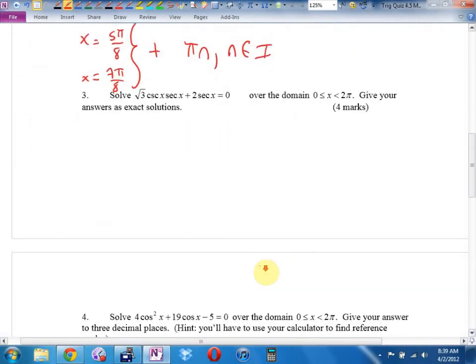I thought 3 was a mini curveball. Well, it says solve. Okay. I guess he wants me to factor this because it is equal to 0. How can I factor this? What's the first thing that I always look for? GCF. Hey, there's a secant in everything. Okay, I get this: secant x bracket root 3 cosecant x plus 2 equals 0.